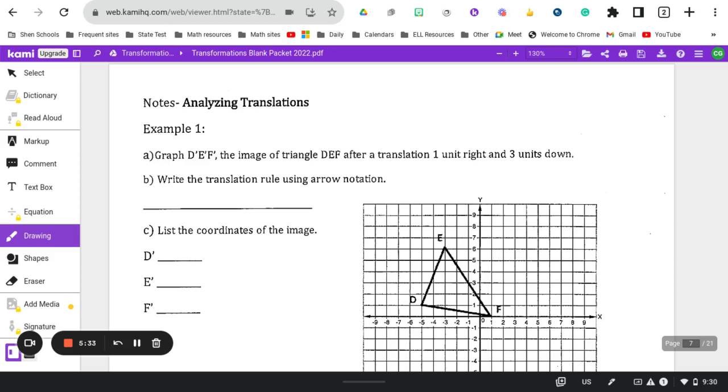It says graph D prime, E prime, F prime, the image of triangle DEF after a translation 1 unit right and 3 units down. So first, pause the video and try to write the translation rule using arrow notation for 1 unit right and 3 units down. Remember, on the x-axis, we can go right or left, and on the y-axis, we go up or down.